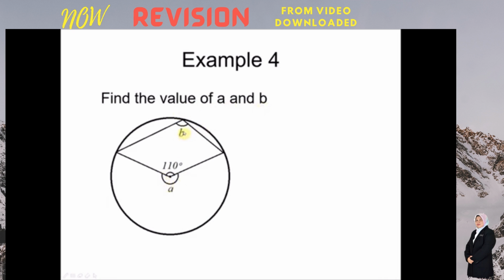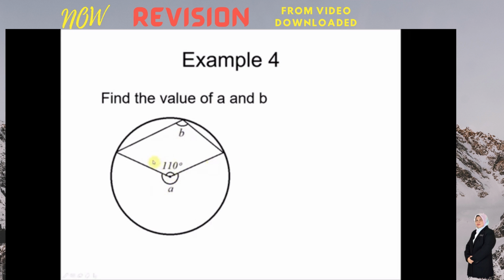So A and B. One of the common mistakes that students make is they think B is half of 110. No, actually you should consider that the angle B is subtended by this major arc. So if you want to find B, you need to find the angle here from these two lines, which is subtended by the major arc as well. So if you want to find B, you need to find A first, because B is half the size of A, not the 110.